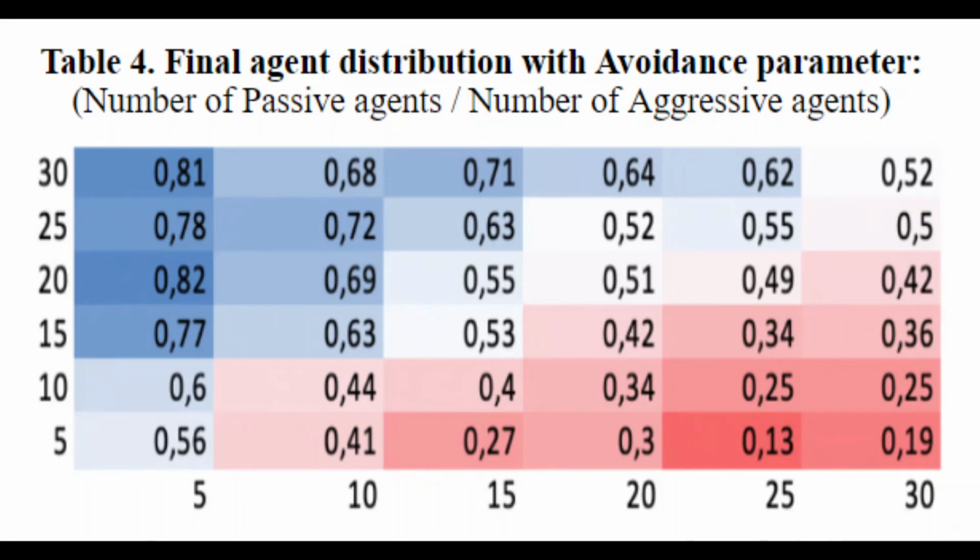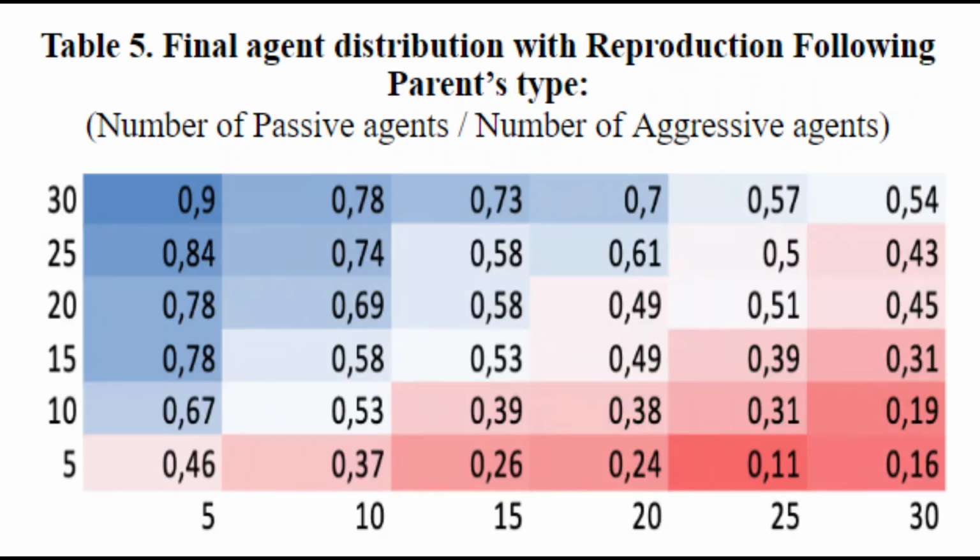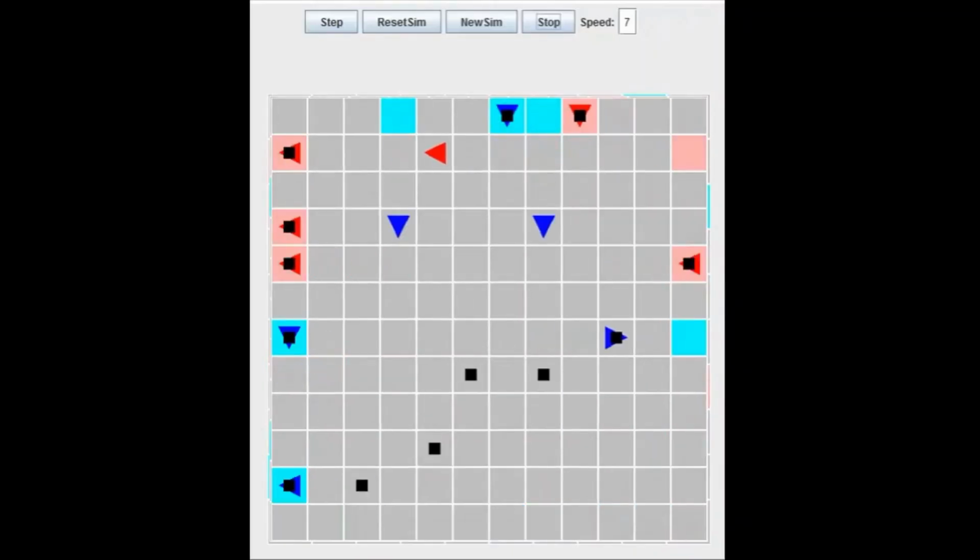Then we compared the results of our default iteration by changing the different parameters. First, we changed the avoidance parameter, in which the passive agents would escape from aggressive agents after being stolen. Then we did the same for the agents' reproduction. We set them to generate agents of the same type as themselves, and this meant a much more balanced distribution as well, which means that the outcome would mainly be influenced by the initial distribution of the iteration.